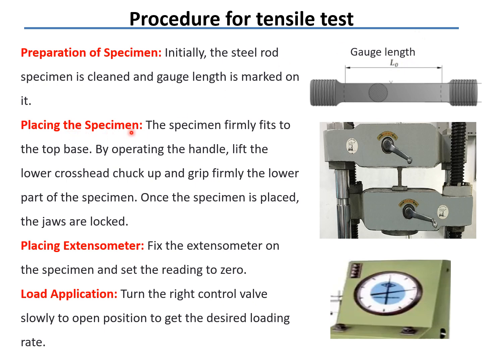Then placing the specimen. You see this is the universal testing machine loading unit. Now this is the specimen which is held under these two particular heads. So the specimen firmly fits to the top base by operating the handle. Lift the lower cross head chuck up and grip firmly the lower part of the specimen. Once the specimen is placed, the jaws are locked. So these are the two handles. Finally, when the specimen is in between these two crossheads, with the help of the handle we lock it. Then we have to place an extensometer. The extensometer is used to measure the elongation with respect to the load.